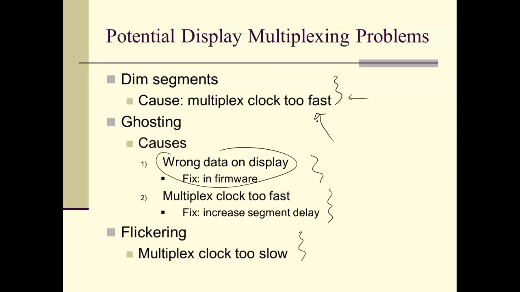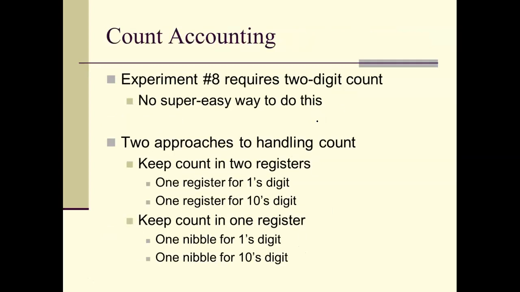If it's flickering, the delay is too big, speed the clock up. So you have to keep track of a count in experiment 8, and there's two ways to do it. There's no super easy way to do it. You have to do all the grunt work yourself, and that's the key. Essentially, in experiment 8 you are required to count up to 49, I think, which means 2 digits. And so there's two things you can do.